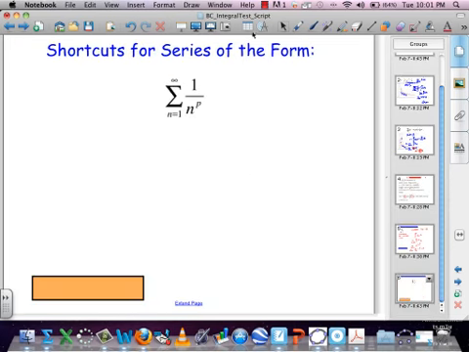Okay, you're going to have a lot of series that are of the form 1 over n to the p, with nothing else up here, nothing else in the numerator. And there are some shortcuts here for evaluating these things pretty much in your head. They will expect you and allow you to use this kind of argument here. Okay, so there's certain values of p that are kind of crucial.